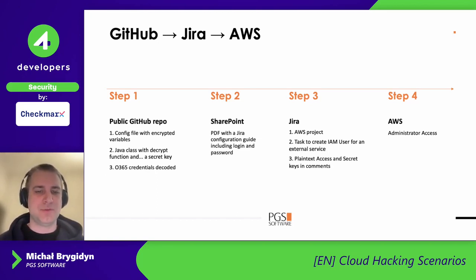So it was interesting because it was something new, and I was looking for a way to decrypt it. But to decrypt it, you need to find a way how it was encrypted and what secret key was used to encrypt it. So I checked the repository and found a Java class, and there was a full decrypt function with a hard-coded secret key. Okay, why not? So I was able to decrypt Office 365 credentials.